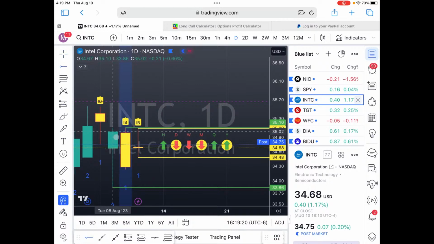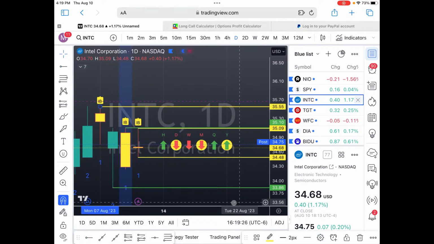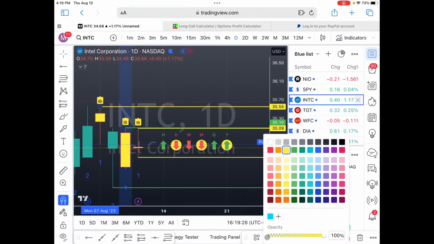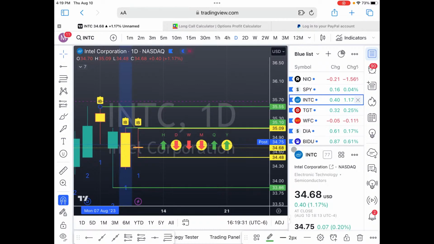So we're going to put a second target in there, which is also at 35.10. We're going to actually move that up then. And my targets are always painted green. My triggers are always yellow. Okay, so that becomes realistically our first target at 35.55 to the top side.